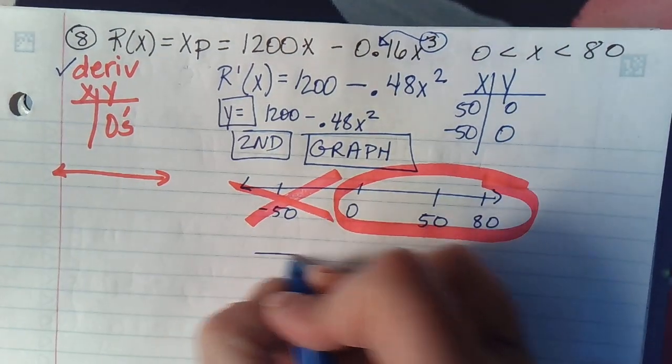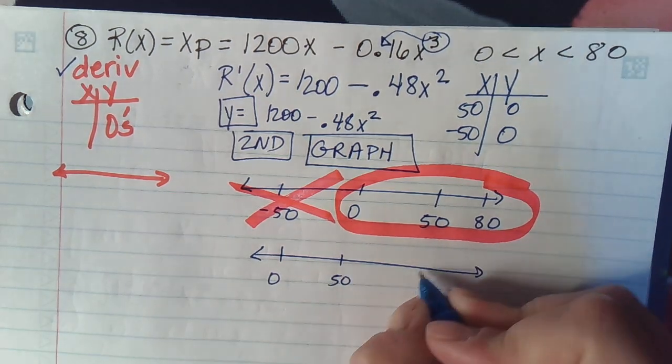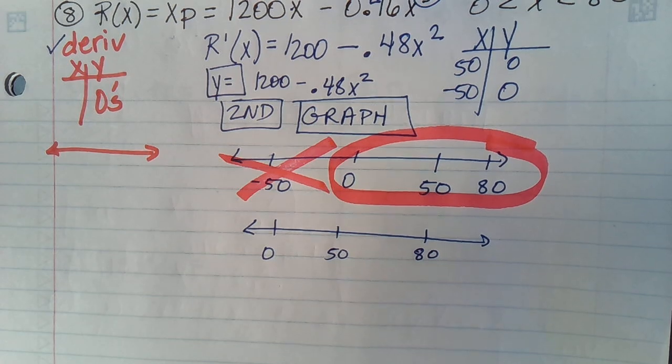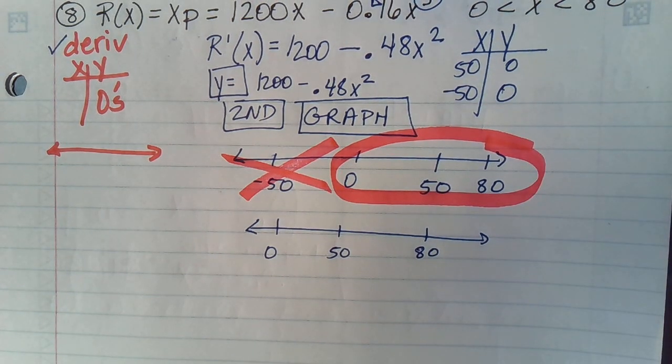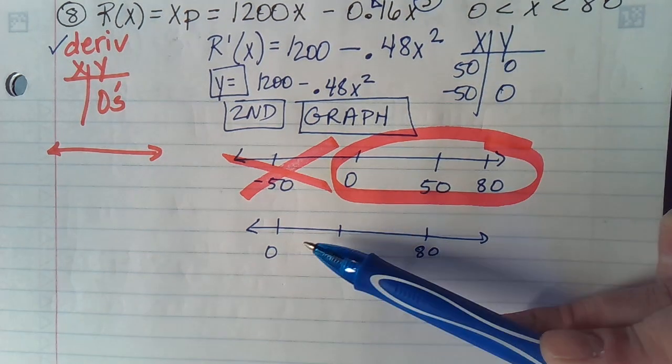Okay, so let's look at the number line with just 0, 50, 80. Okay. Well, 50 is the number I got from the T-chart.